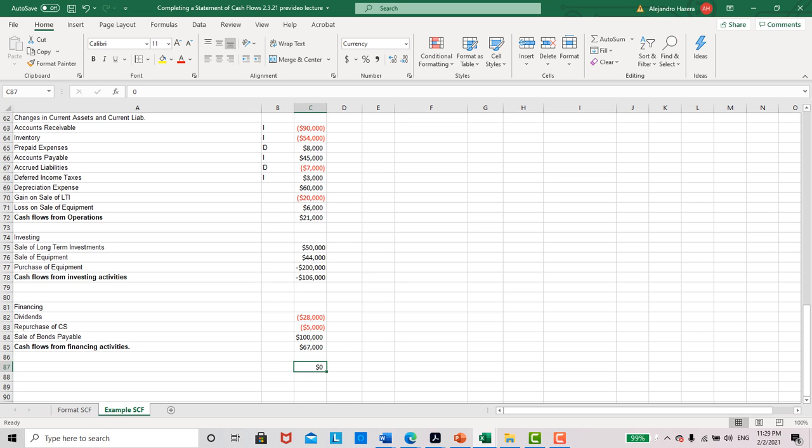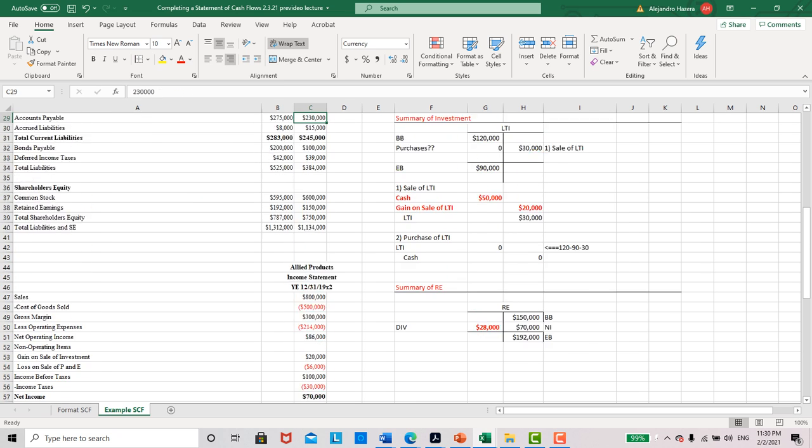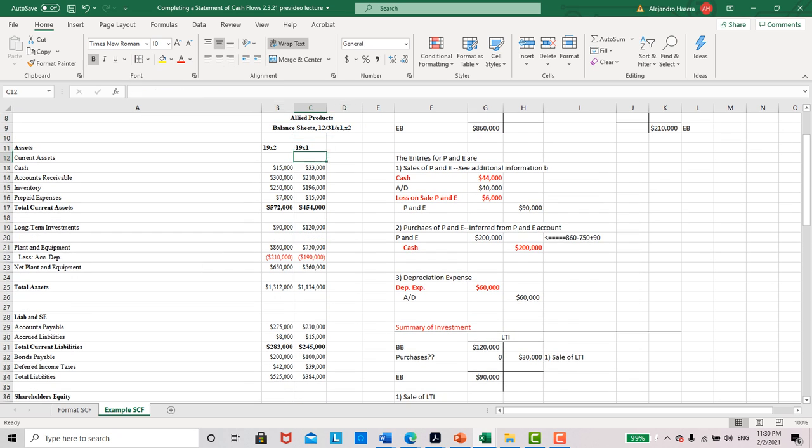That gives you 67. And if you add the cash flows from operations, cash flows from investing, and the cash flows from financing activities, you end up with negative 18,000. And there it is. And let's just check this out. That negative 18 should obviously be equal to the change in cash. The change in cash is 33 minus 15. Well, it's actually 15 minus 33 gives you negative 18. So they do equal.